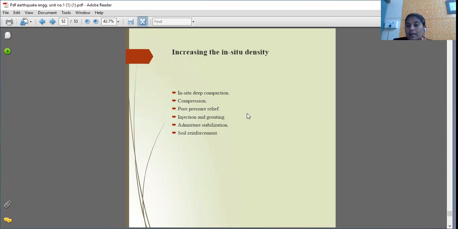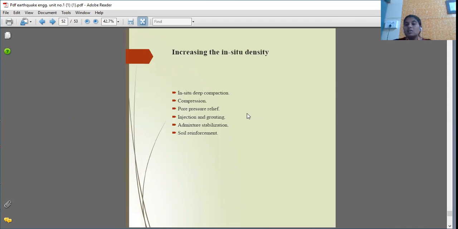Increasing the in situ density: how to increase the density of that soil? There should be in situ deep compaction, compression, and pore water pressure relief, meaning whatever pore water pressure is there, we have to release it. Then injection and grouting. If a water table is available, both above and below the water table we have to make some injections, injecting material like a concrete material. We have to make the grouting there. Then admixture stabilization, for reducing soil liquefaction on the earth crust, and soil reinforcement.